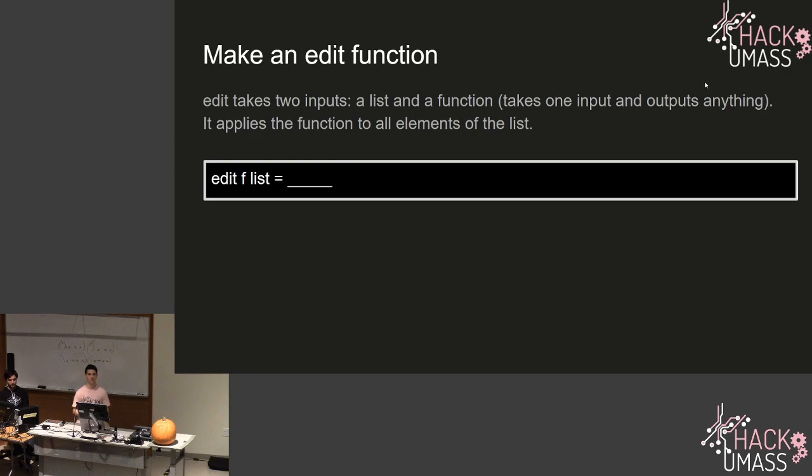So I can provide edit with a list of numbers between 10 and 20, and the function to double all the numbers, to double its input. And what it would do is it would now be every even number from 20 to 40, because if you double all the numbers between 10 and 20, you get that range. Any ideas? Where to start? I'll give you a couple of minutes to think about it.